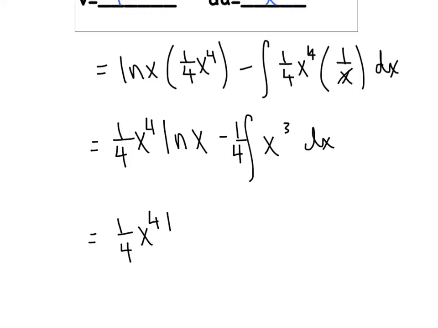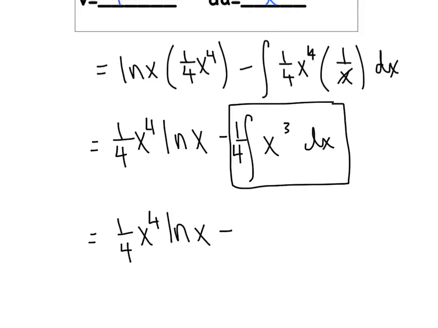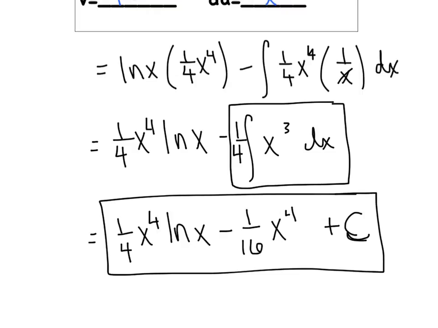1/4 x to the 4th natural log of x minus... Now this is just going back in time to our old-fashioned power rule. It's going to give me 1/16 for a coefficient, x to the 4th. Now we throw our plus c on there, and this is our final antiderivative.